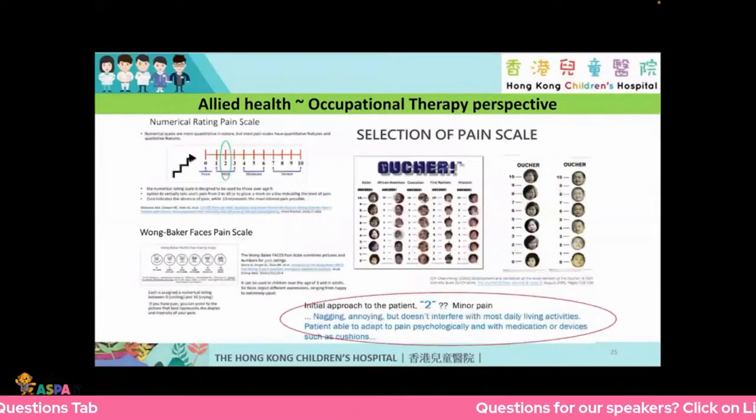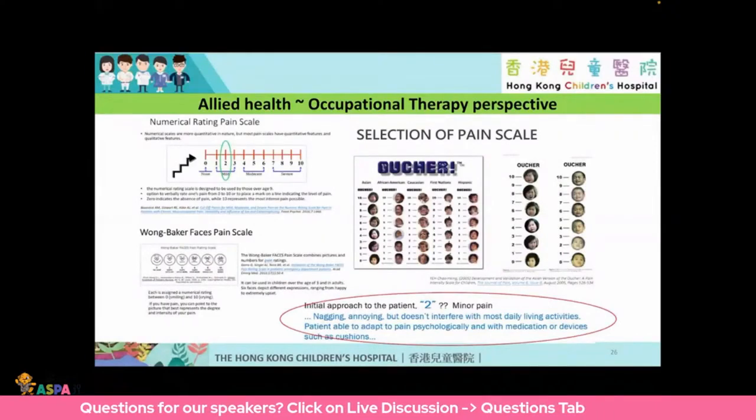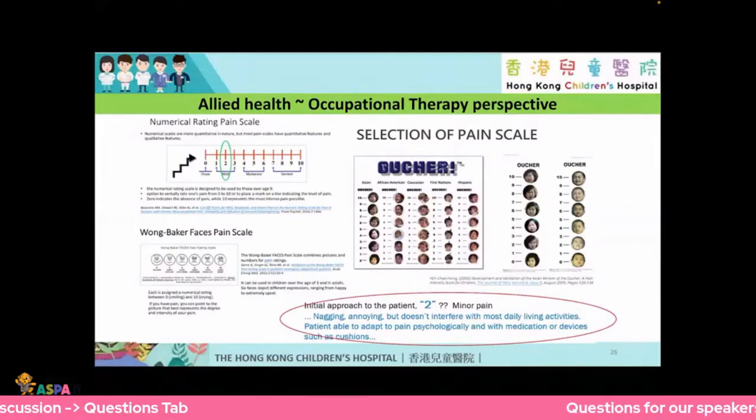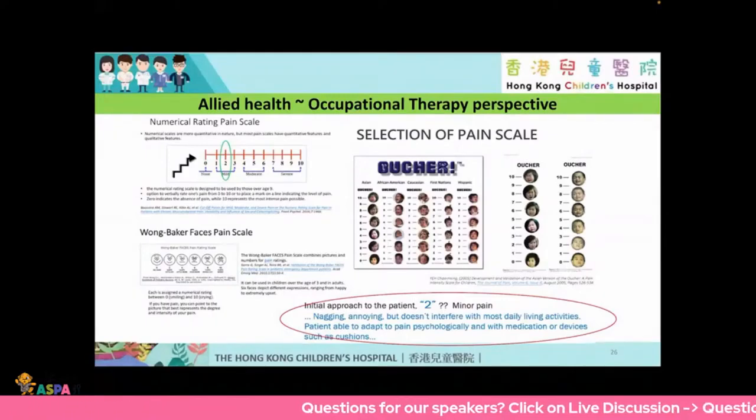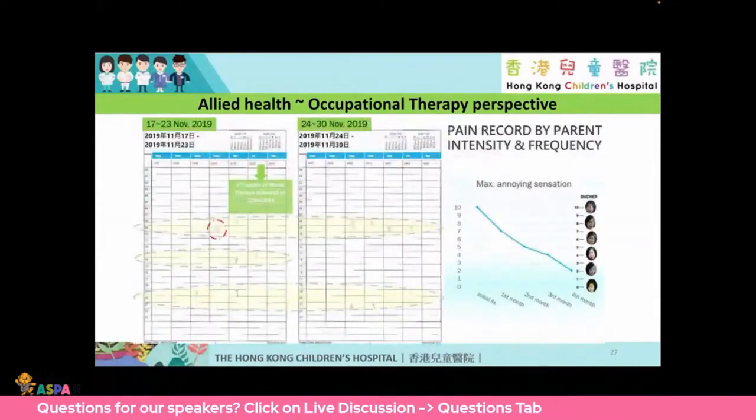When we first referred the girl to our occupational therapist, on day 8, her pain score was reported as 2. However, she was barely functioning. And they trained her to use the Ultra pain scale, which is also from 0 to 10. And surprisingly, she was found to be in 10 out of 10 pain.